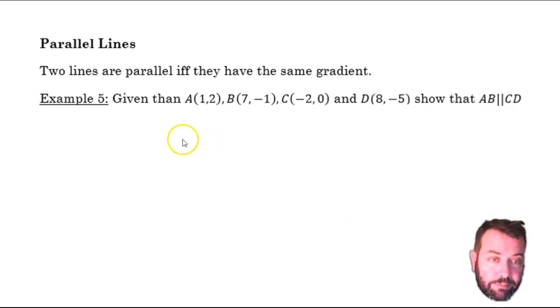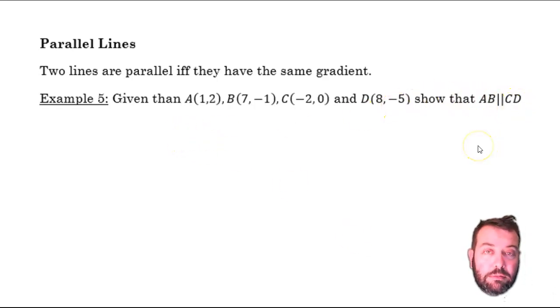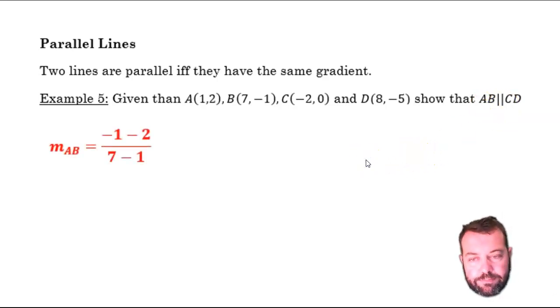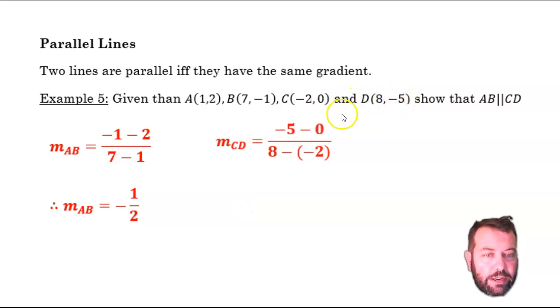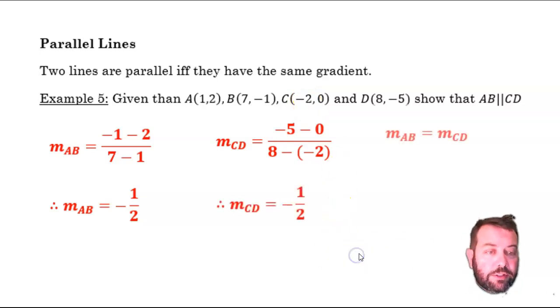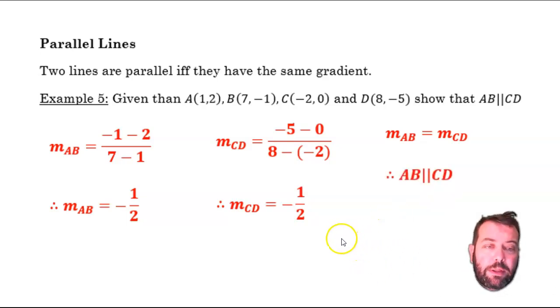So I can prove that two lines are parallel by calculating the gradient of each of those lines and comparing them. Here we go, A, B, C, and D. We want to show that AB is parallel to CD. The gradient of AB, y2 minus y1 over x2 minus x1, is negative half. The gradient of CD, negative 5 minus 0 over 8 minus negative 2, is also negative half. So that means that the gradient of AB is equal to the gradient of CD, which means that AB is parallel to CD. You can see how we've set that out there.